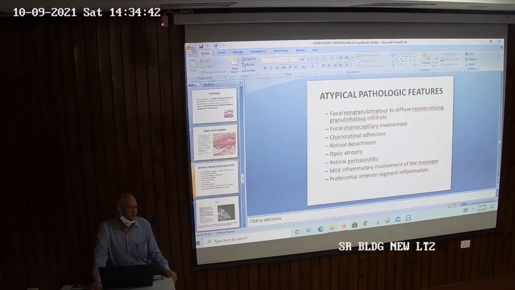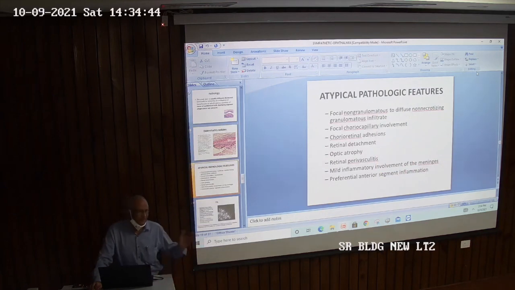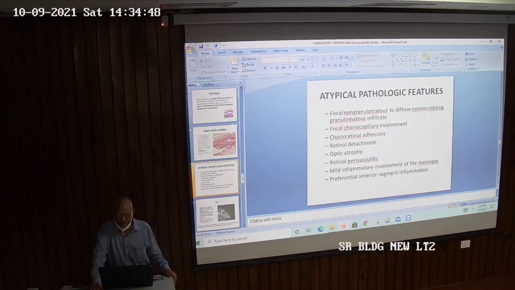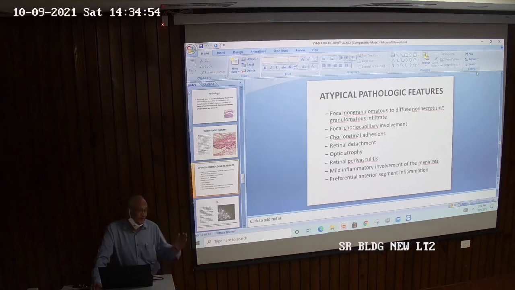Atypical pathological features. The typical part of all uveitis is there. These are the atypical features: focal non-granulomatous to diffuse non-necrotizing granulomatous. Many times it can give an acute reaction, so that can be non-granulomatous in rare cases.